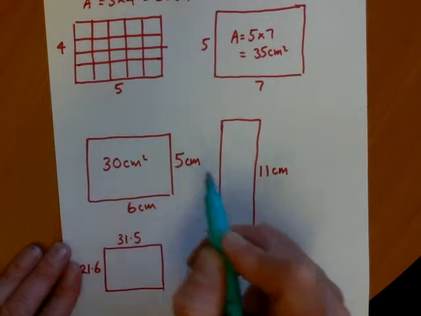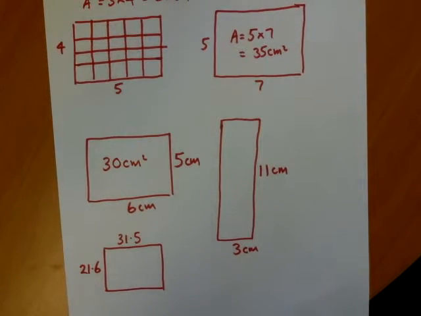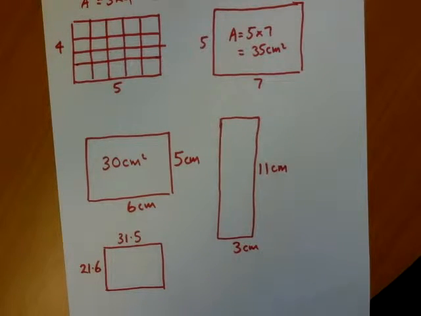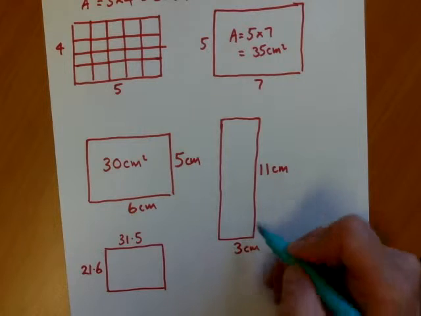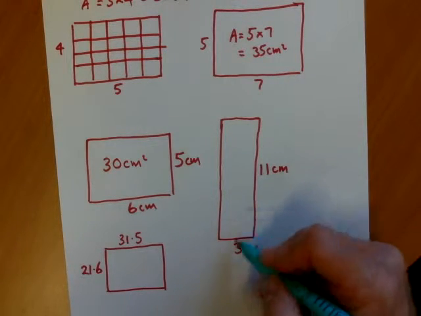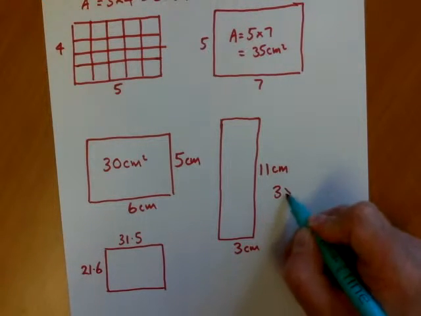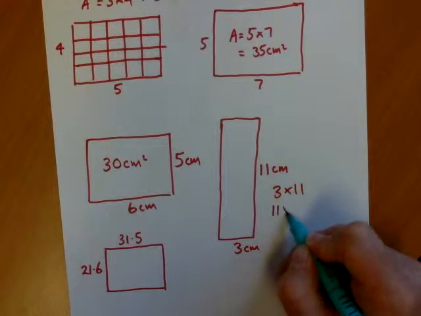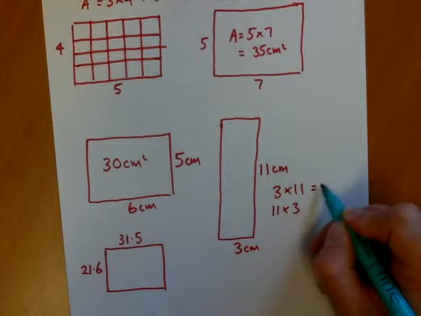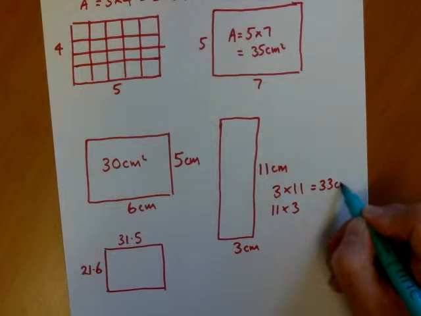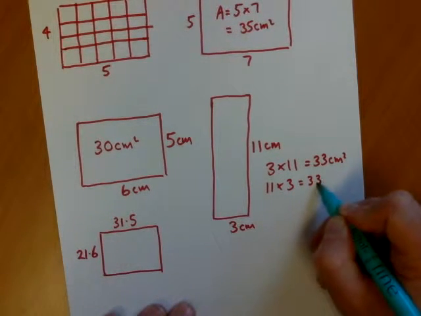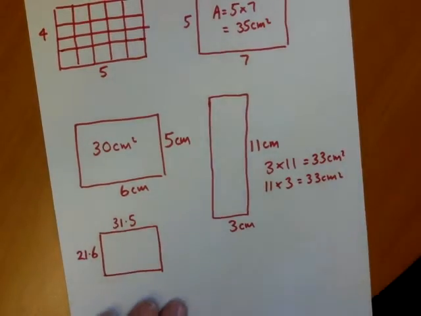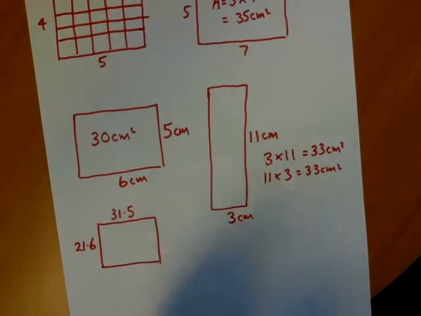Now obviously if it's on a calculator exam you can use the calculator if you're not too sure of your tables, but we'd hope you will know your tables by the time you do a GCSE exam. So this one, and it doesn't matter which way you do round, it can be 3 times 11, or it can be 11 times 3. You're going to get the same answer, 33 centimetres squared.